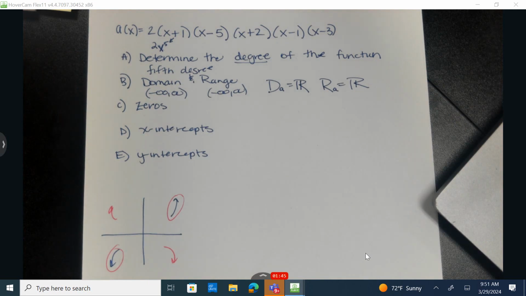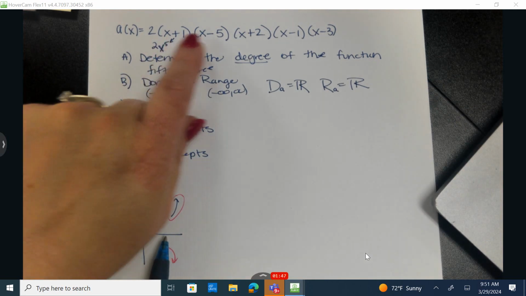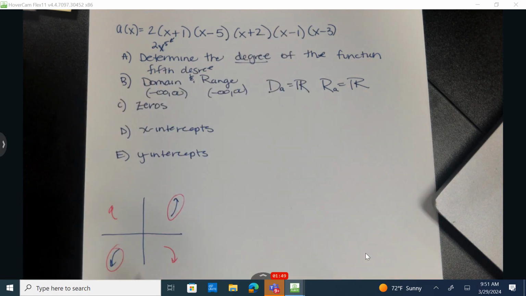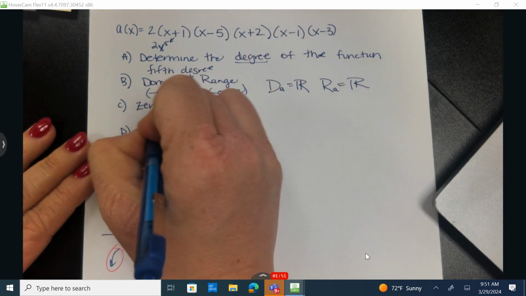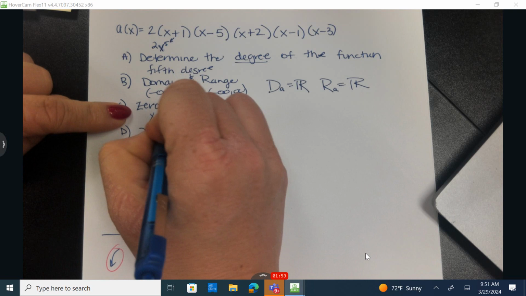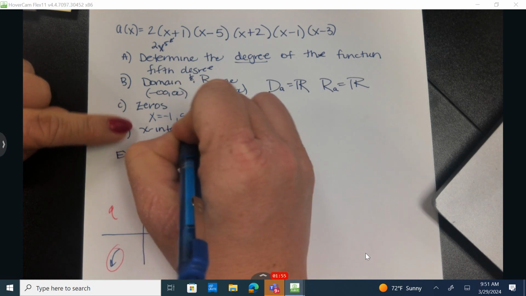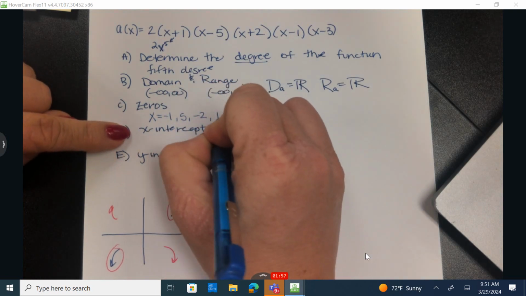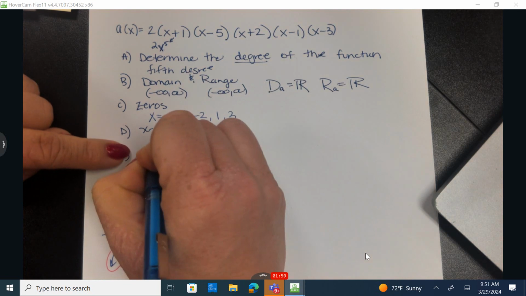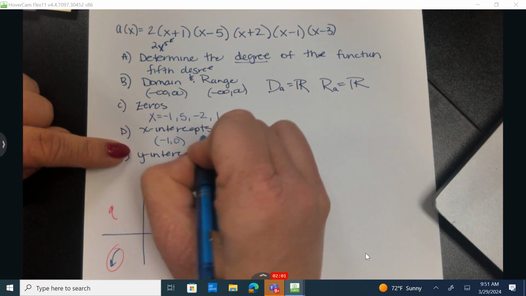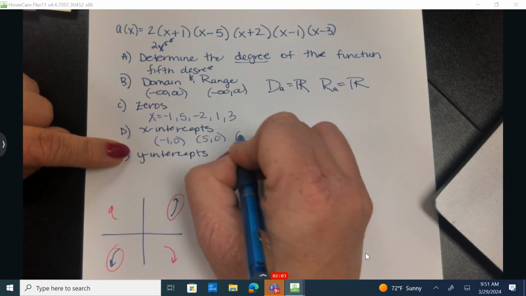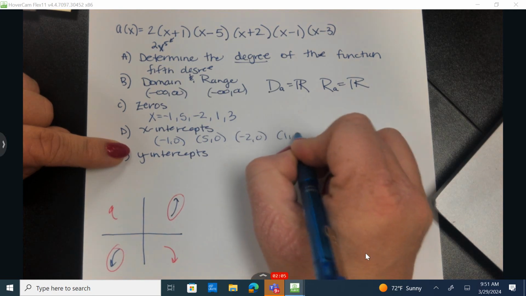Okay, where are the zeros or the x-intercepts? I could take each one of these factors and set it equal to 0. So I have zeros at -1, at +5, at -2, at +1, and at +3. And the same thing is for the x-intercepts. So my x-intercepts would take those following points, and I'm going to write it as an ordered pair.